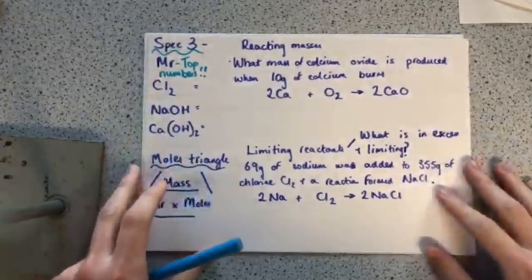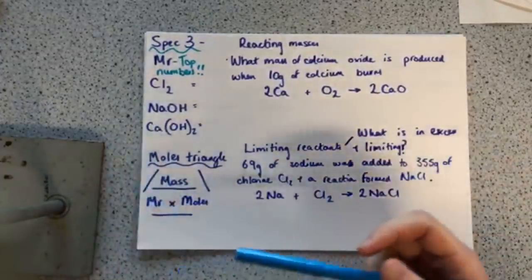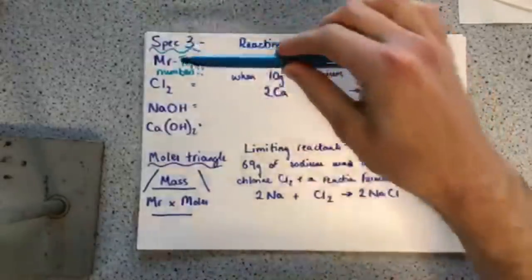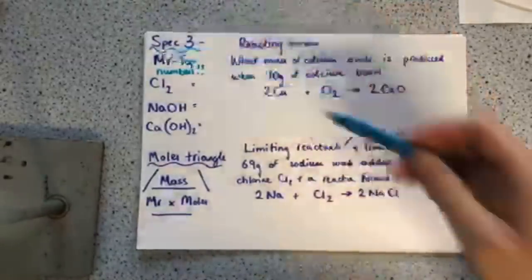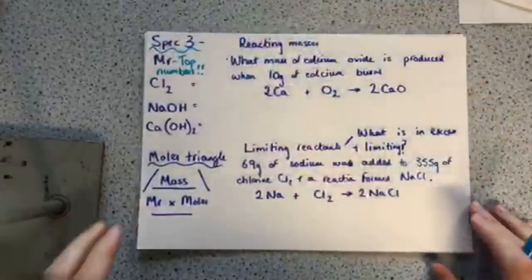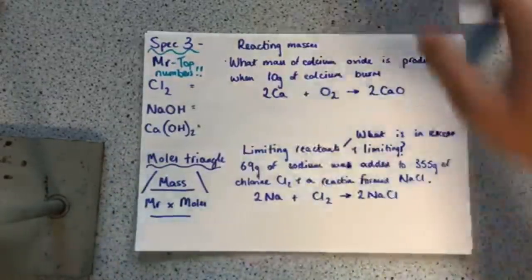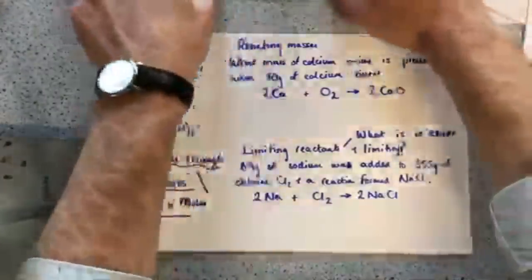You're listening to the smooth sounds of Spec 3. So for Spec 3, it's all about calculations. For calculations, you need to be using the top numbers, and that is all involved in calculating the MR. So I'm going to calculate the MR for 3 typical examples that you might find. And I've got my periodic table with me, because I'm only human.